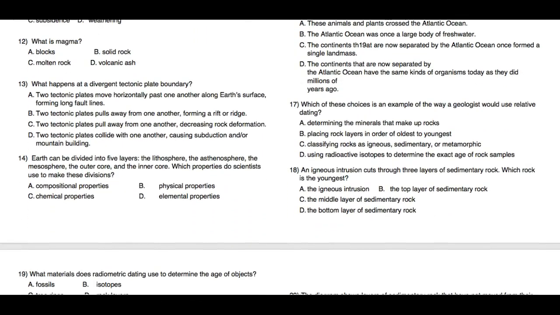Question 14. Earth can be divided into 5 layers: the lithosphere, the asthenosphere, the mesosphere, the outer core, the inner core. Which properties do scientists use to make these divisions? A. Compositional properties. B. Physical properties. C. Chemical properties. D. Elemental properties.